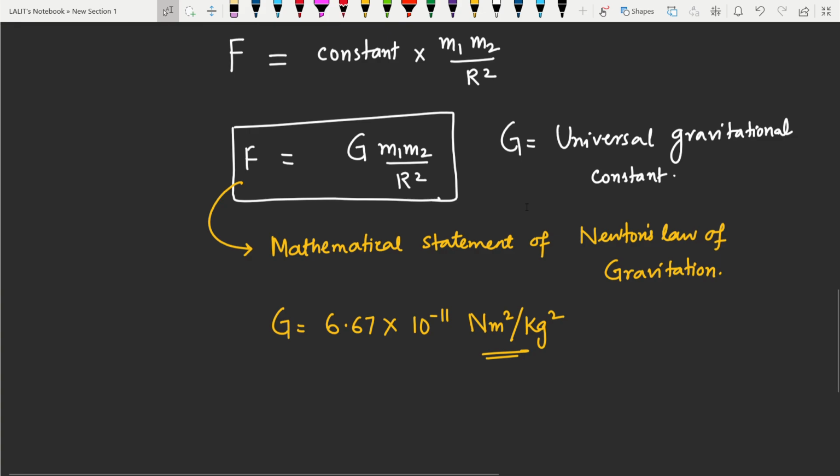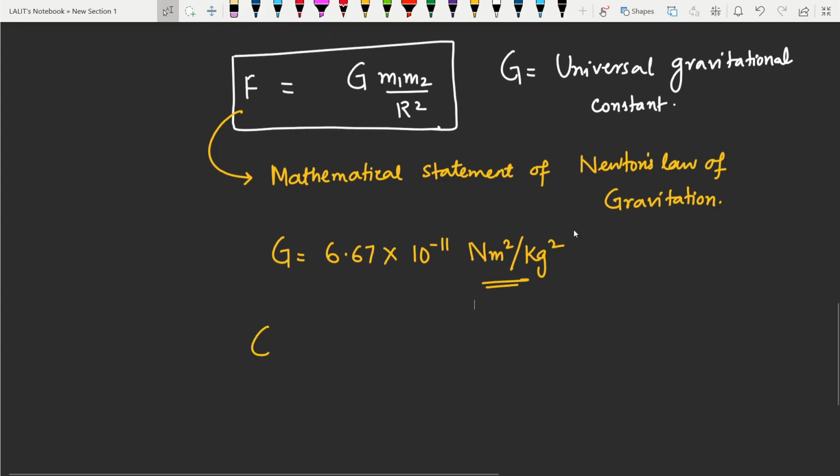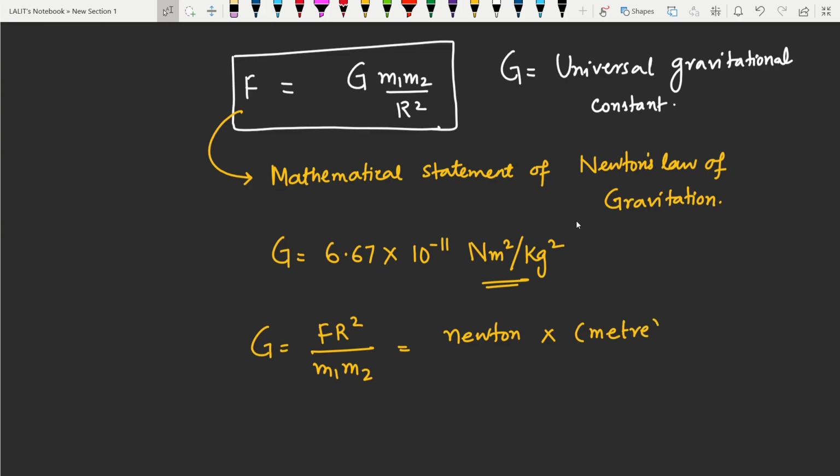Let us see. If you look at this equation, F is equal to G m1 m2 by r square. Take G to one side. If you take G to one side, you get F r square by m1 into m2. What is the unit of force? Unit of force is Newton, multiplied by r, which is distance, so it is meter square, divided by kg multiply kg. So ultimately you get the unit as N, that is Newton meter square per kg square.